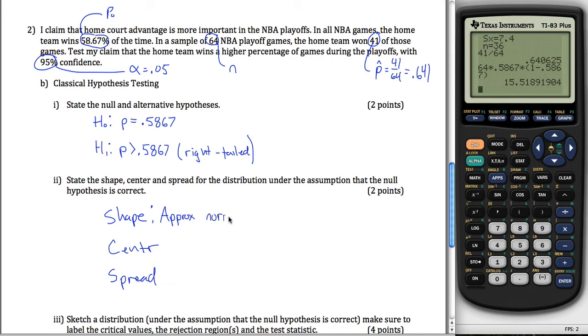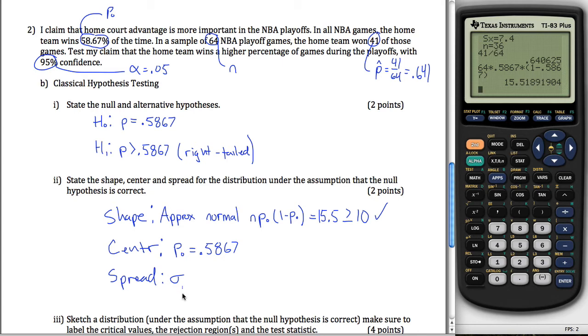The reason it's approximately normal is our criteria when we're talking about proportions is that N times P, we don't know P, but we assume P equals P naught, times 1 minus P, again assume it equals P naught, is 15.5, which is greater than or equal to 10, so we're good. Center: P is the center, but we assume P equals P naught, which is 0.5867. So our center is given by our value of P naught, 0.5867.